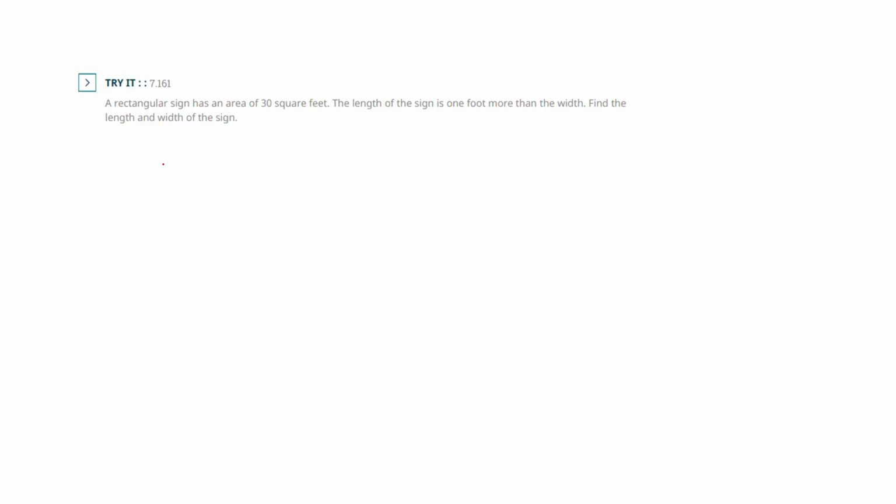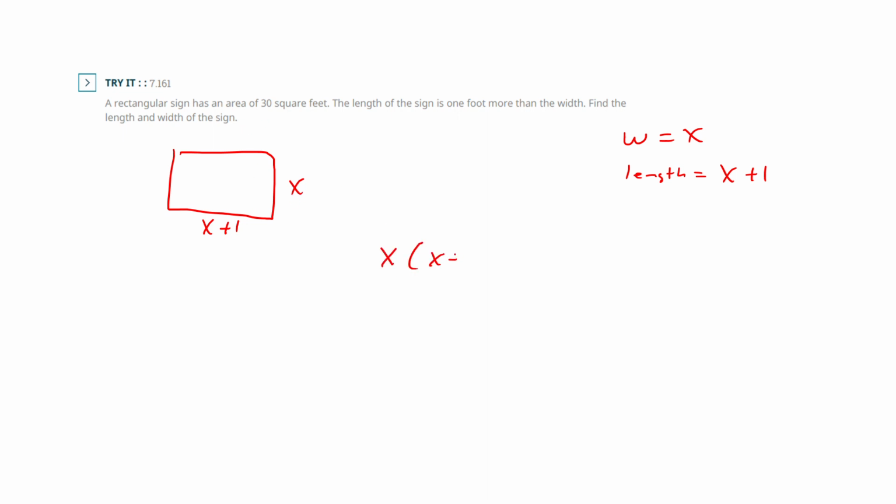Okay, let me set this one up for us. So I'm going to call the width, I don't know, and I'm going to call the length. We can build the length off of the width. The length is 1 foot more, so I've got x plus 1. So I don't have to do the picture, but this is what I'm looking at. And if you multiply the length times the width, you get the area. So I've got x times x plus 1 equals 30.